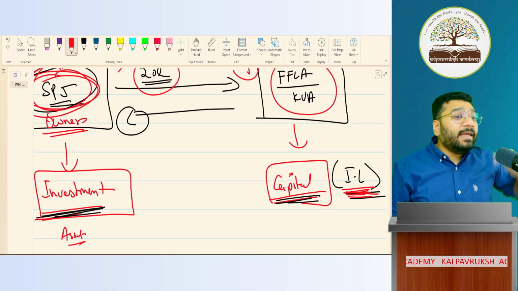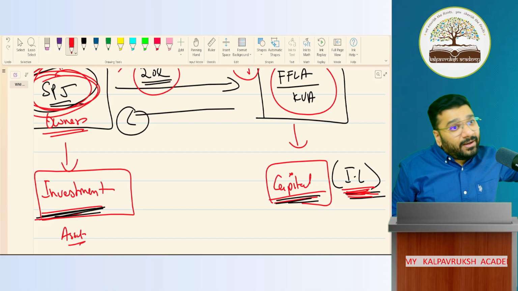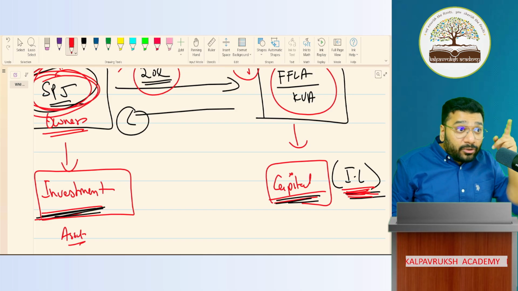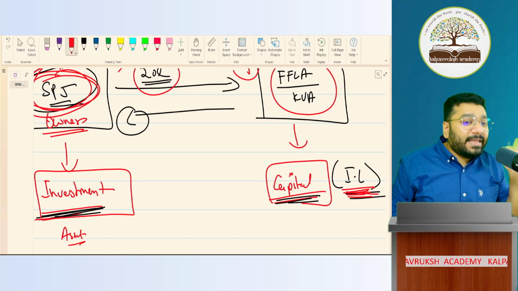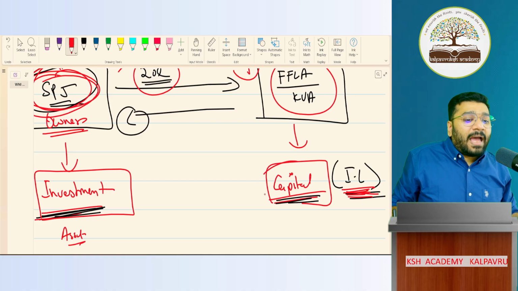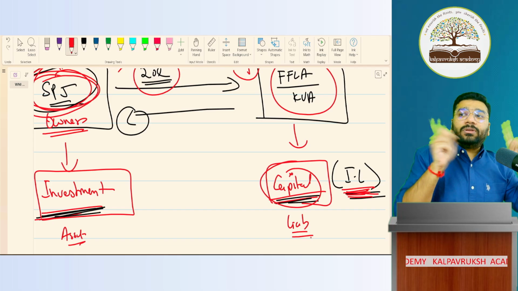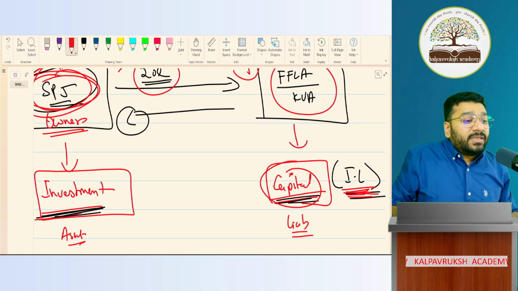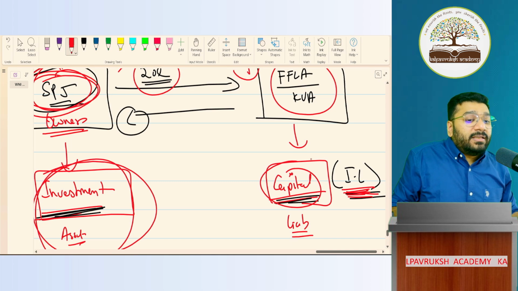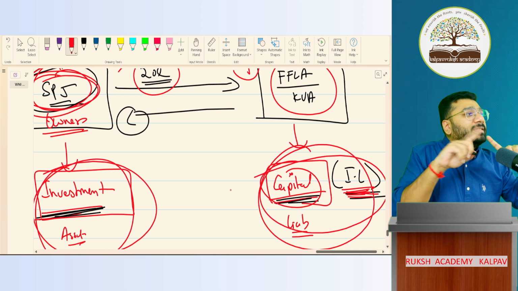So any money that I have to pay to the owner in future is internal liability. Got it? Any money that we have to pay to anyone is a liability. If I have to pay the owner, it is an internal liability. Hence, this capital comes on the liability side of the balance sheet. Got it? Both are accounted separately. This is in the books of accounts of the owner. This is in the books of accounts of the business. Both are separate.